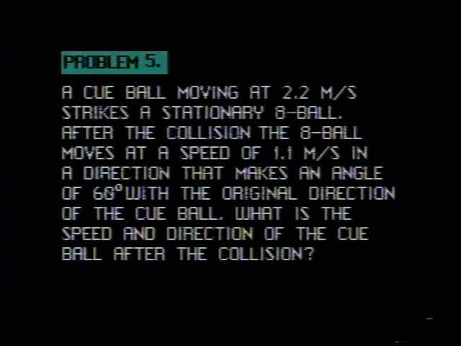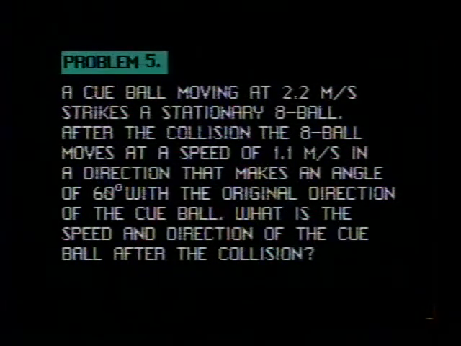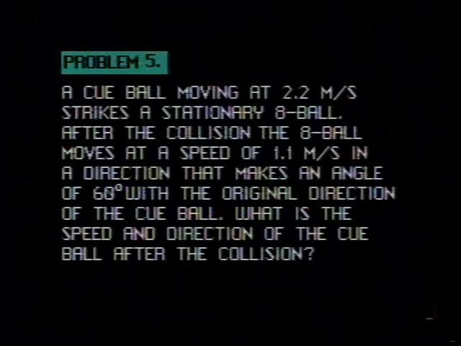Problem number 5 reads: a cue ball moving at 2.2 meters per second strikes a stationary 8 ball. After the collision, the 8 ball moves at a speed of 1.1 meters per second in a direction that makes an angle of 60 degrees with the original direction of the cue ball. What is the speed and direction of the cue ball after the collision?